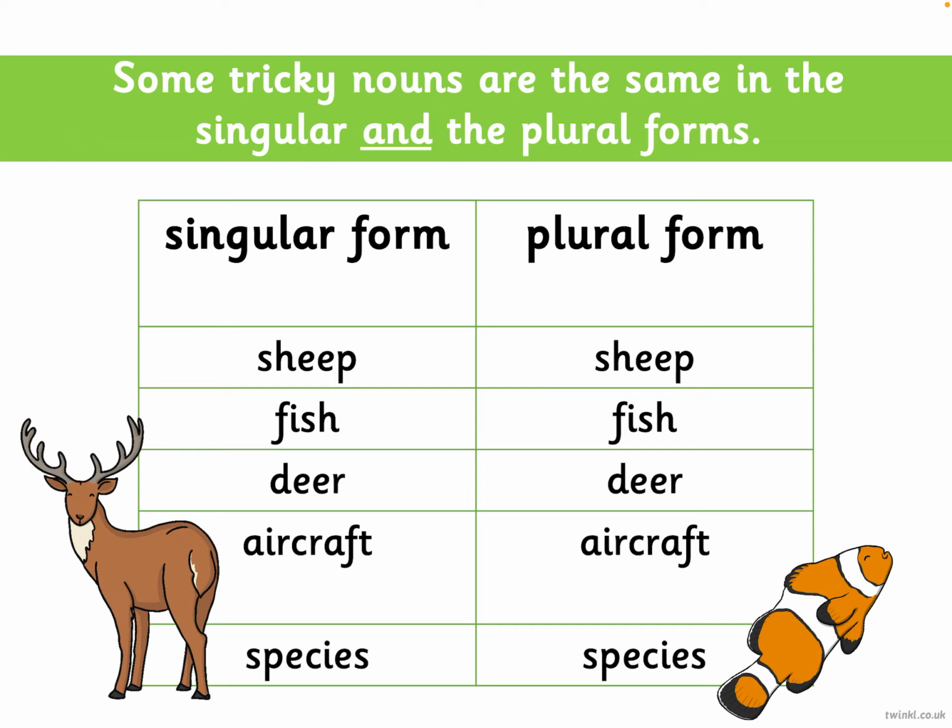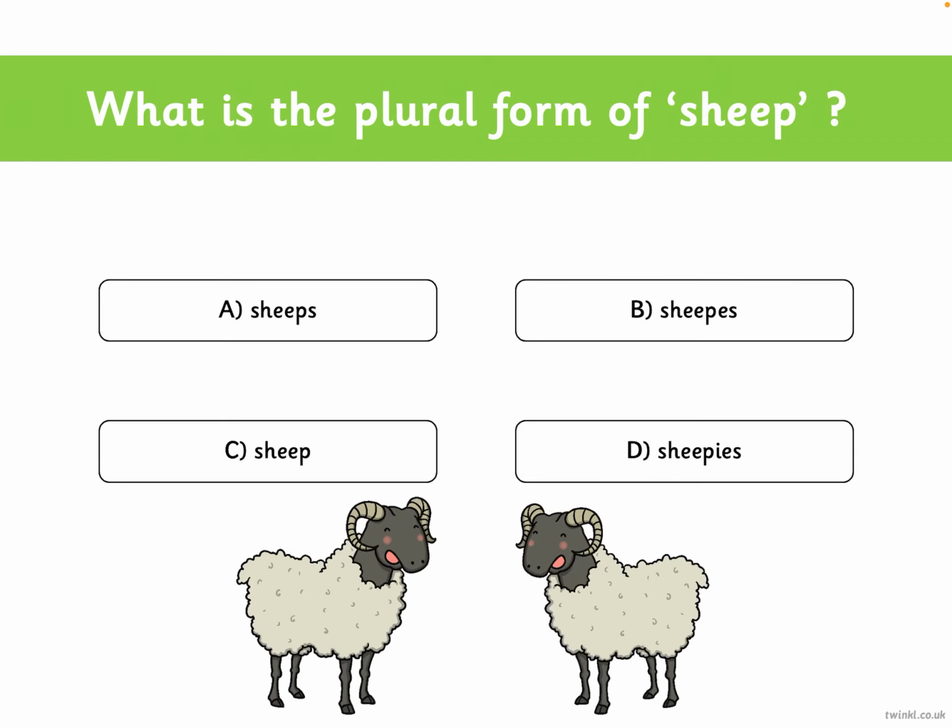Aircraft. If there's more than one aircraft, we just say aircraft. And species. We can just say that there's lots of species. Spell the same. So what's the plural of sheep? Is it sheeps, sheepies, sheep, or sheepies? Of course it's sheep. Now that is one that maybe when you're a lot younger you would just call them sheeps or sheepies, because you naturally adopt that rule of just adding an S or adding ES.